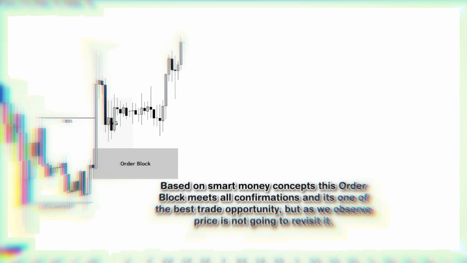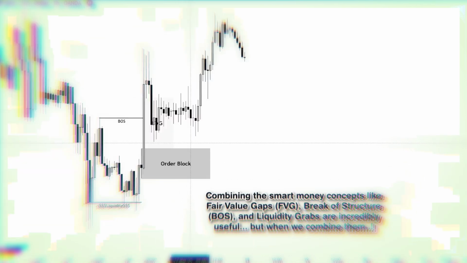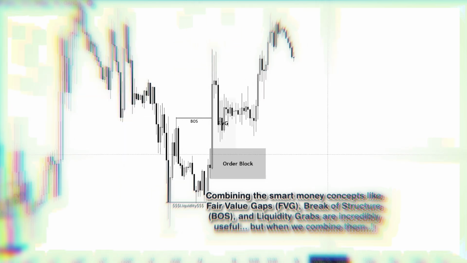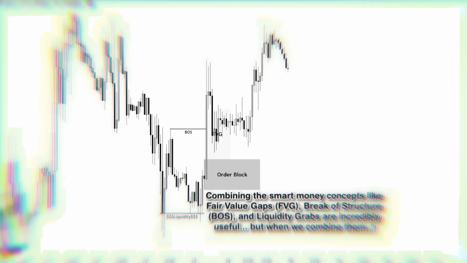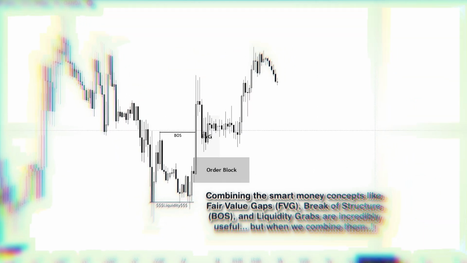Smart money concepts like fair value gaps, break of structure, and liquidity grabs are incredibly useful. But when we apply these concepts to supply or demand areas, we're just creating a filter that leads to strong supply or demand zones. And that's the problem. If we want to make successful trades, we don't just need strong supply or demand zones, because the market is full of bigger whales and they can create stronger supply or demand each moment. Instead, we need to identify the order blocks that are actually controlling trends.